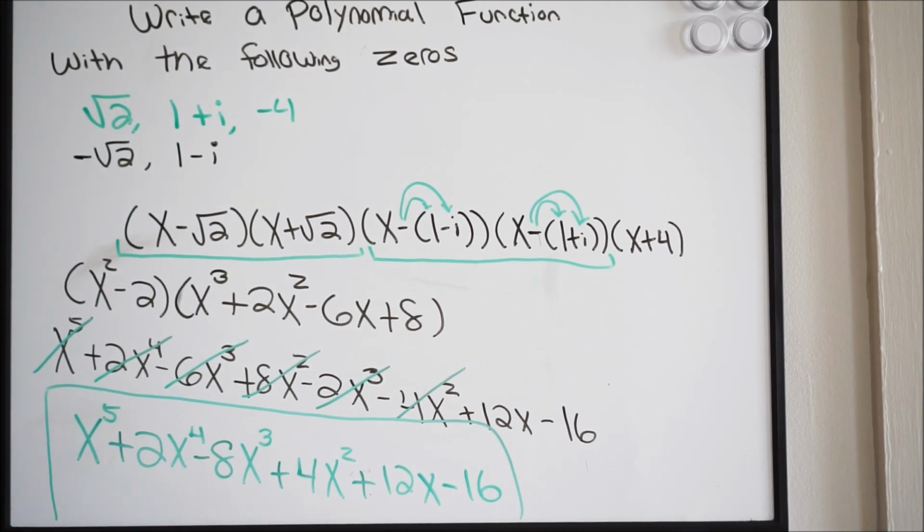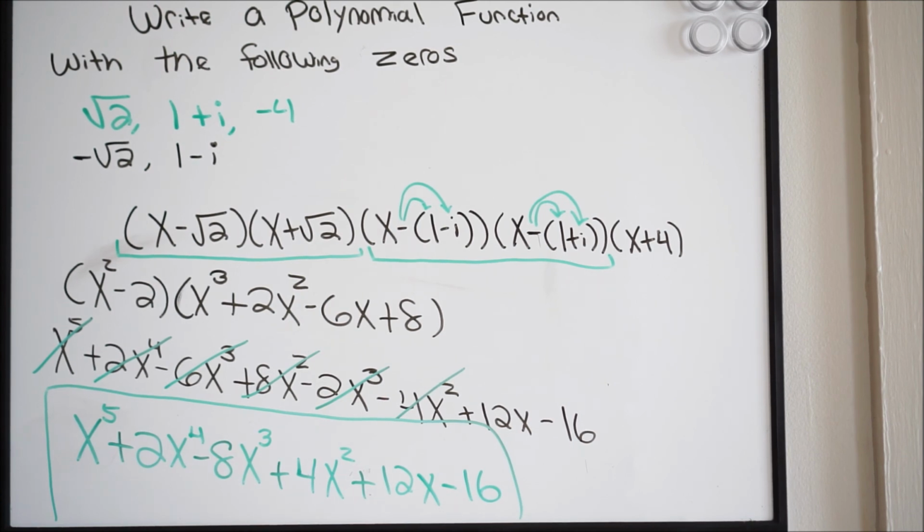Okay, so that was a long one. Alright, got to be really careful with your signs, because it's easy to make a mistake. But that is how you go about writing a polynomial function when they give you the zeros. And in this case, they gave us complex zeros and they also gave us radicals. So it's important that we include those other zeros, even though they may not give them to you outright. Okay, so your final answer is on the bottom.